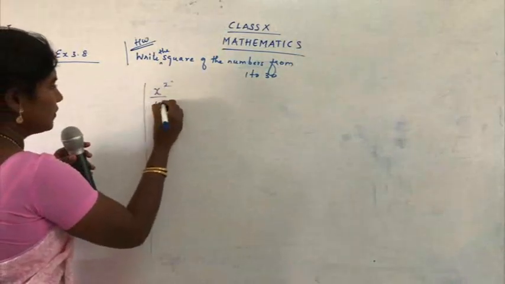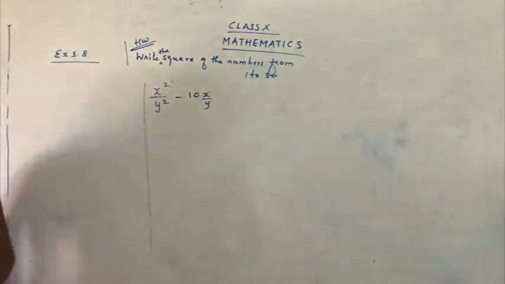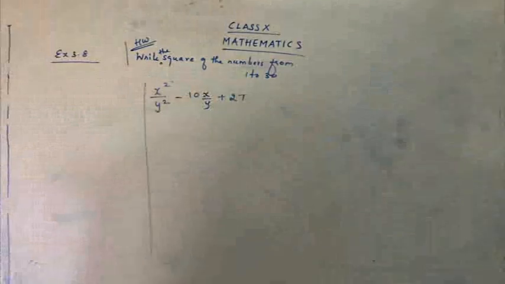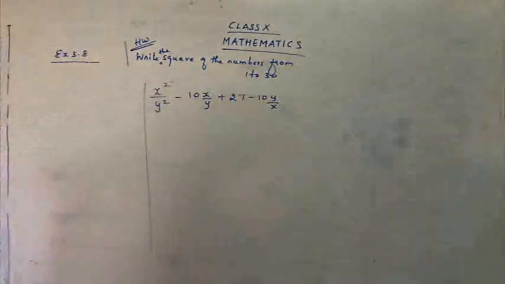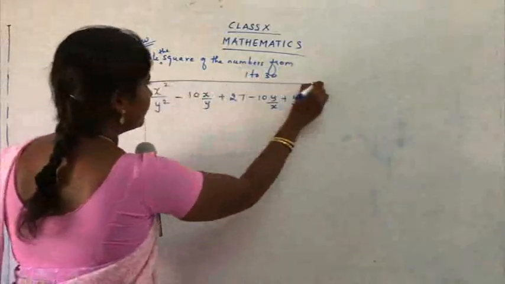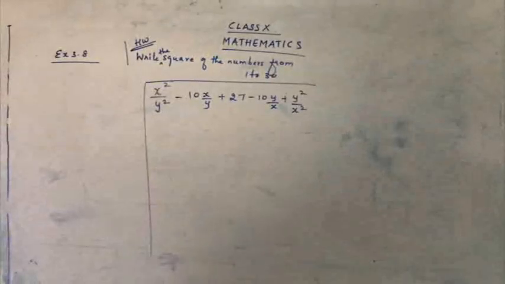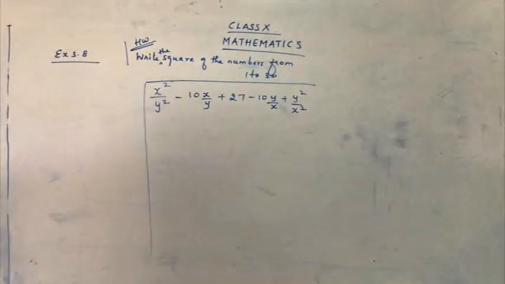x square upon y square minus 10x upon y plus 27 minus 10y upon x plus y square upon x square. Okay, so we have drawn a division line over here and I have written the expression. Just check whether you have written the expression correctly.